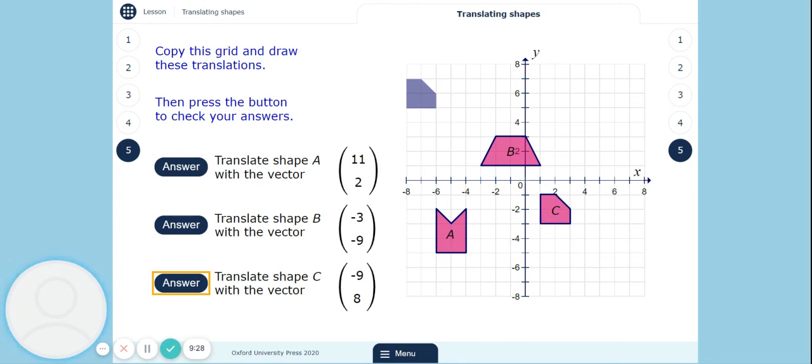But if you think you understand it well enough now, then you can go straight into the homework. Okay, that's it for this one.